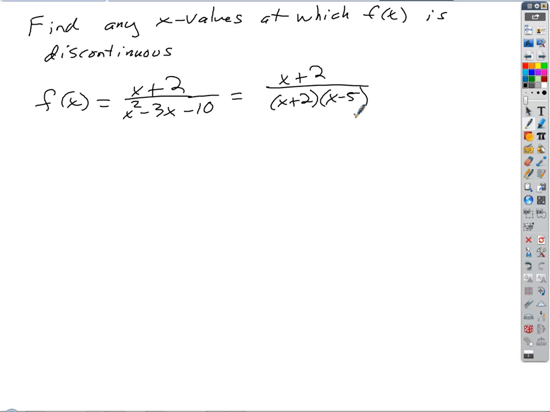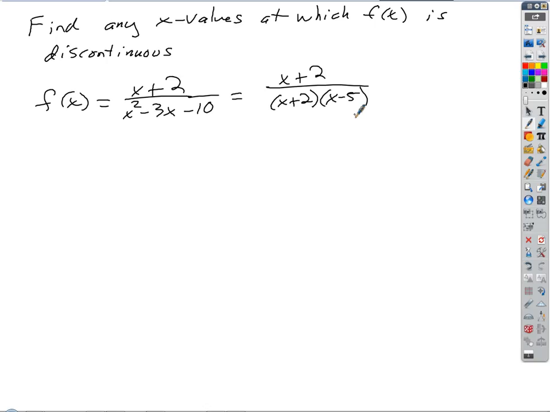We can't divide by 0, and we can't take an even root of a negative number. Barring those 2 things, there's really no problems, unless there's some wacky piecewise function where the ends don't match up, or we're given some artificial restrictions on the domain. But really here, when I plug in x equals -2 or +5, I get zeros on the bottom, which is forbidden. So I know those are places where the function cannot exist, and therefore it's discontinuous.